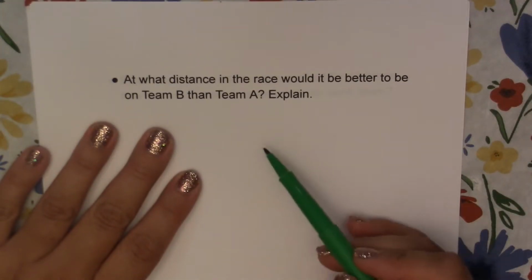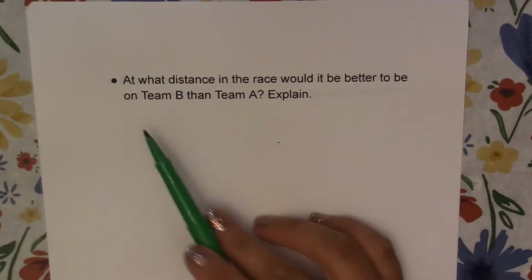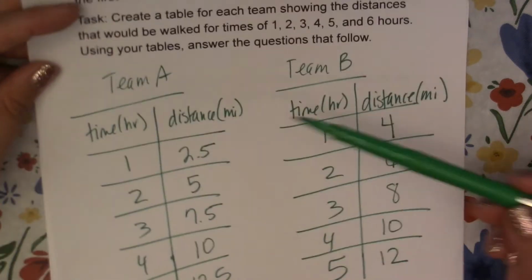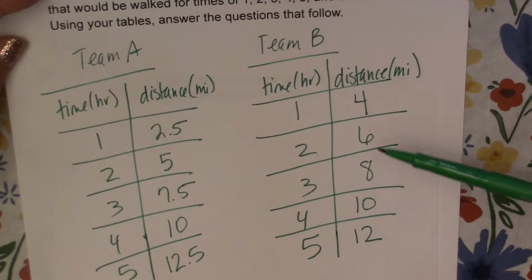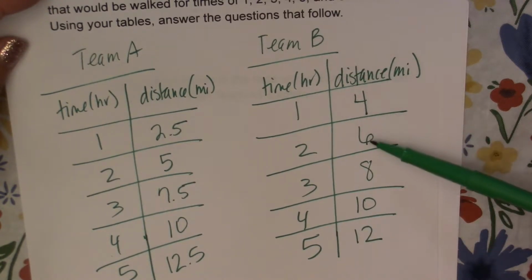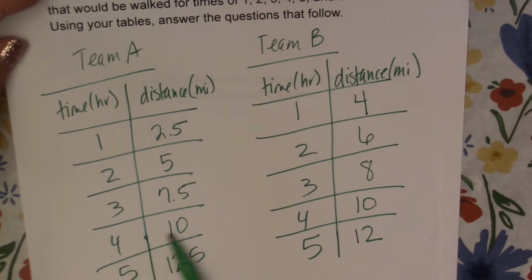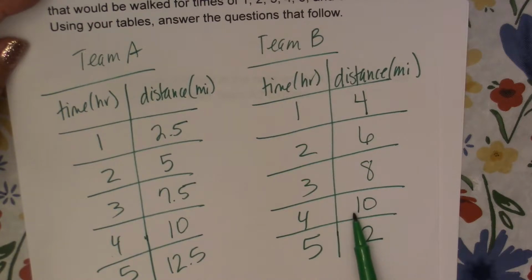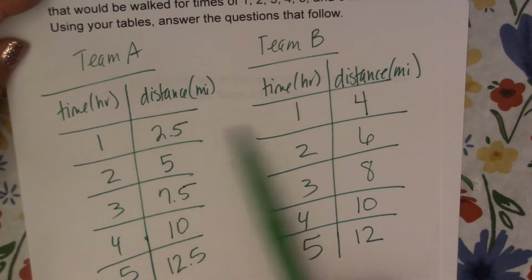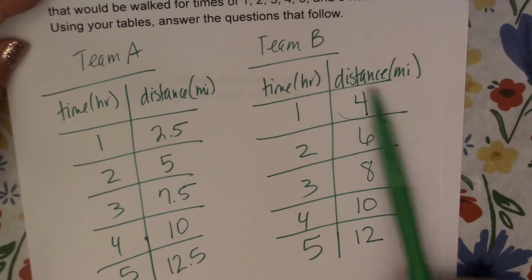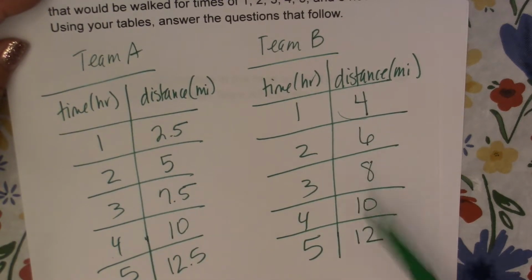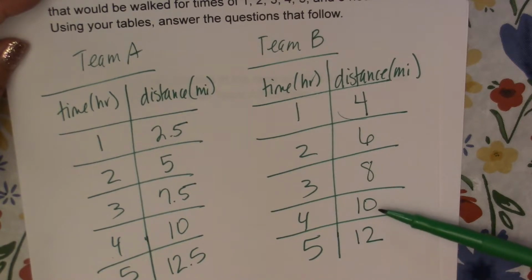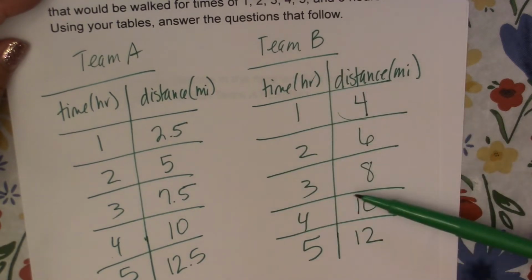All right, at what distance in the race would it be better to be on Team B than Team A? So if we look at these distances, we're looking at who's going to be in the lead. So at what point on Team B do we want to be in the lead? If we look at this, we'll notice here at 10 miles, they both tie at the same time. So it's better to be on Team B. Like at 1 hour, Team B is leading. At 2 hours, Team B is leading. At 3 hours, they're still barely leading. So any distance less than 10 miles, we would want to be on Team B.